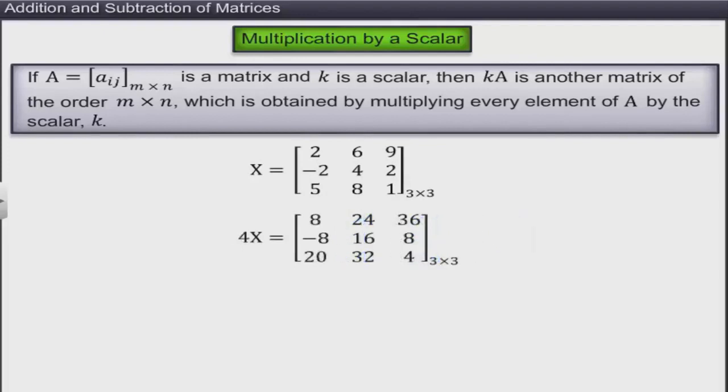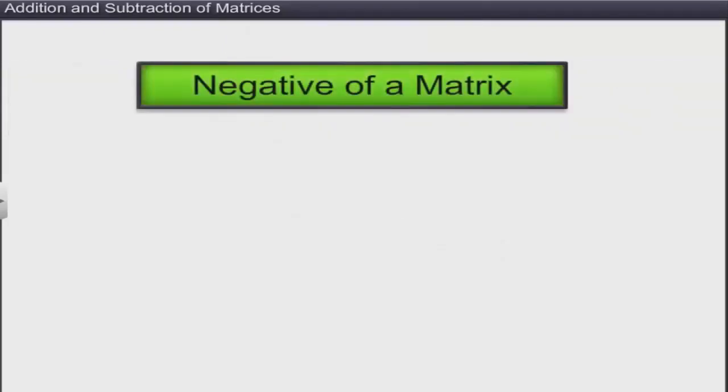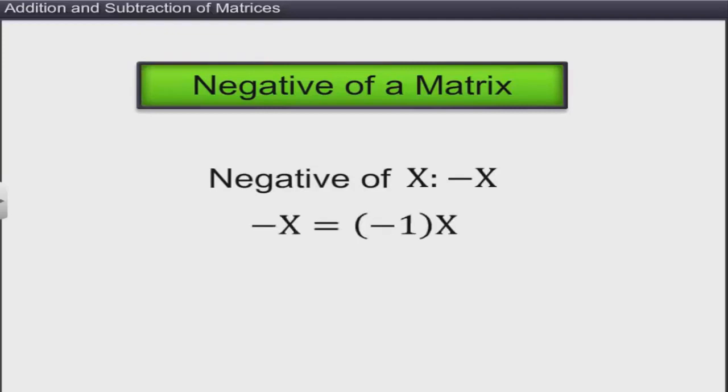The resulting matrix is 4X as shown. Based on the multiplication of a matrix by a scalar, we can define the negative of a matrix. The negative of a matrix X is defined as minus X. The negative of a matrix X is obtained by multiplying it with the scalar minus 1.